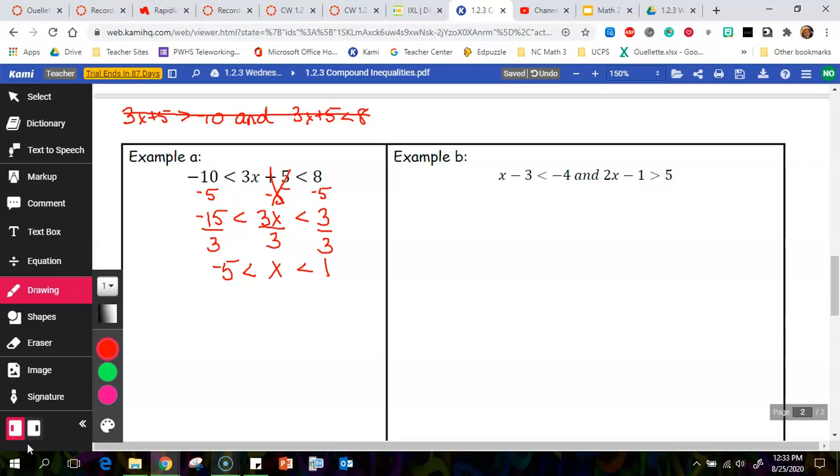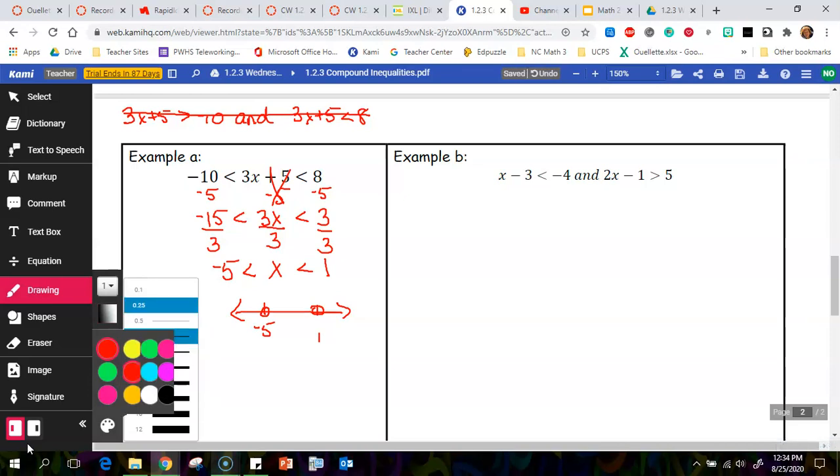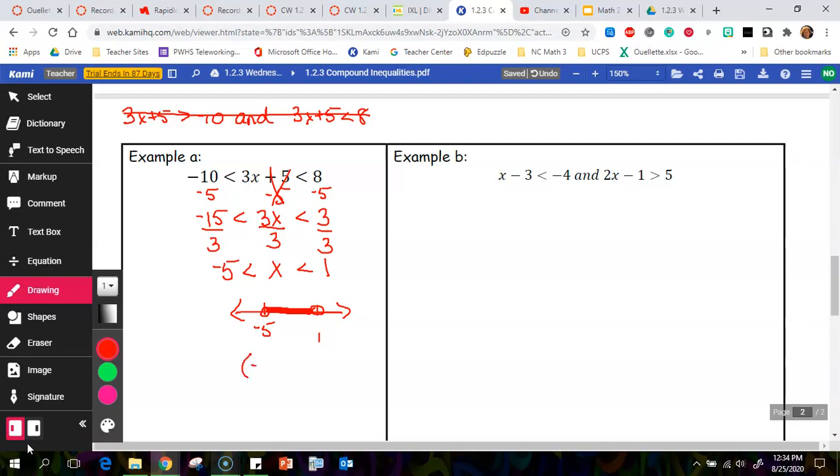There's a much more complicated way to do this, but we've been doing some like this, so I'm going to leave it like it is. So this is my inequality, my graph. Open circles. And shade between those. My interval notation is just parentheses, negative 5, 1, parentheses.